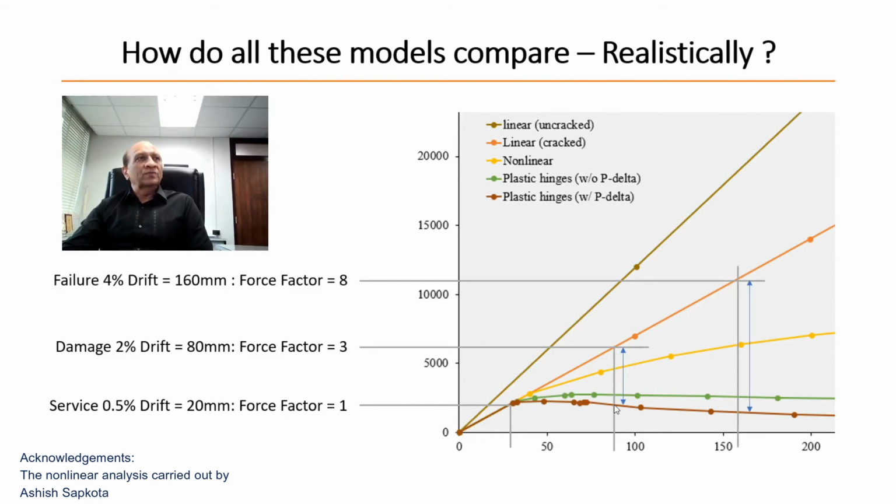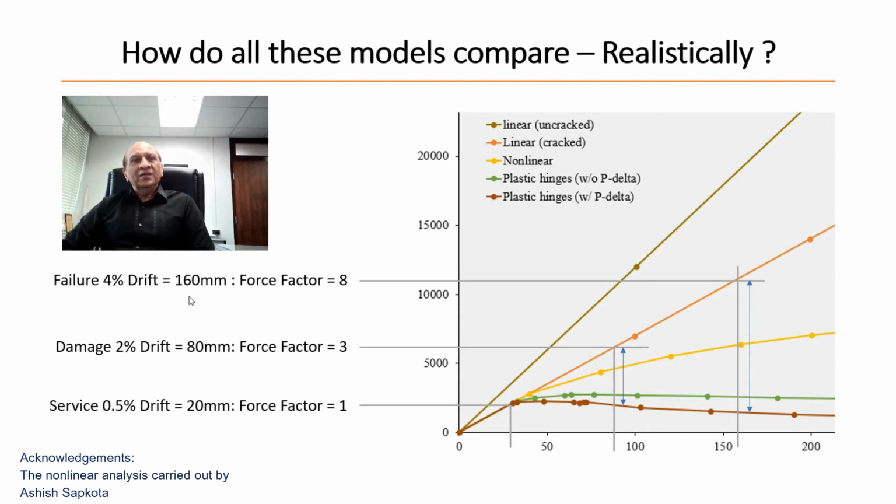And if we go to an even larger displacement, for example, about 4% drift, which is like failure of the structure, 160 millimeter, we will consider that to be the structure has almost completely failed. And at that point the force factor will be around 8. That means the linear elastic model will be telling us that the structure will fail at a load 8 times more than it really will fail. So this is quite a large number.